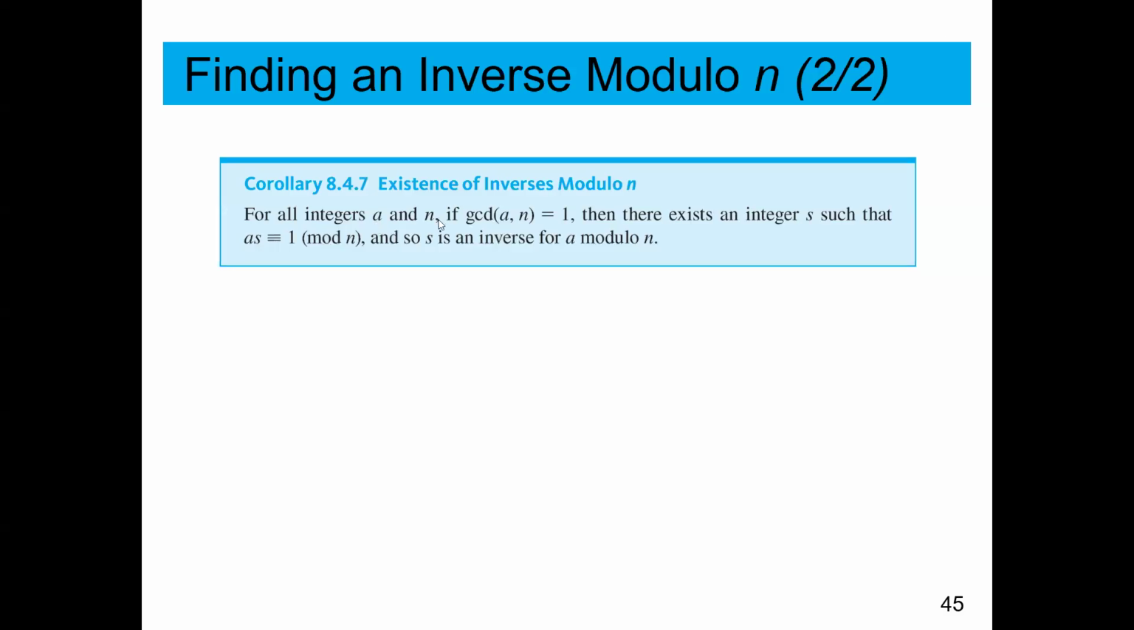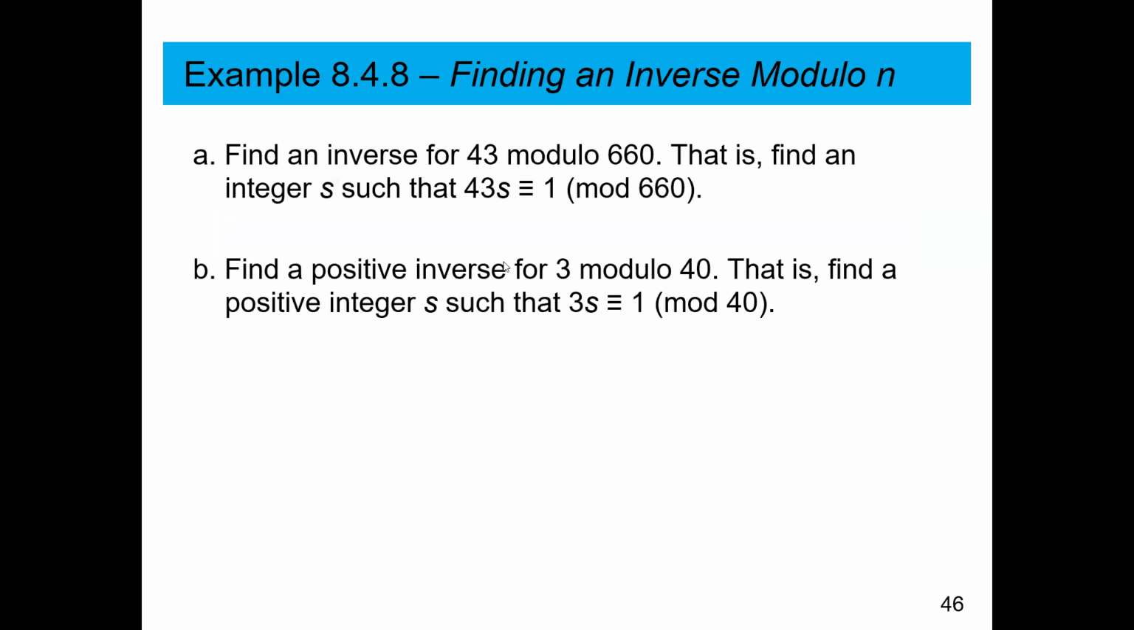If you have two integers a and n, where their greatest common divisor is 1, then a has an inverse mod n. Now, notice this doesn't mean that if the greatest common divisor is not 1, they do not have an inverse. That's an important thing. So 2 questions I could ask based on this: find an inverse of 43 mod 660. In other words, I want to find S such that 43S is congruent to 1 mod 660. Similarly, I want to find the inverse of 3 mod 40.